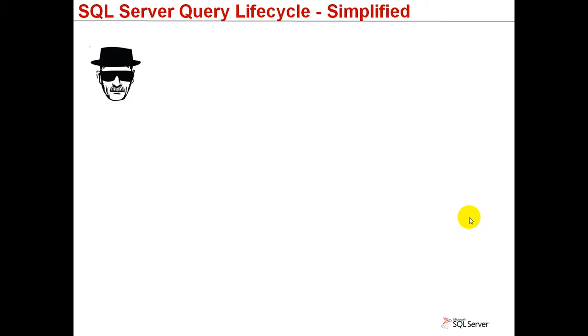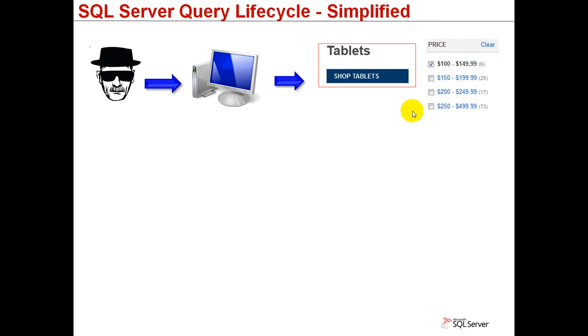Breaking Bad fans will certainly recognize this guy here. He will represent our end user. So this user has access to a device that could be a computer or smartphone, and browses an online store for tablets and applies a filter. In this case, he wants the lowest price first.